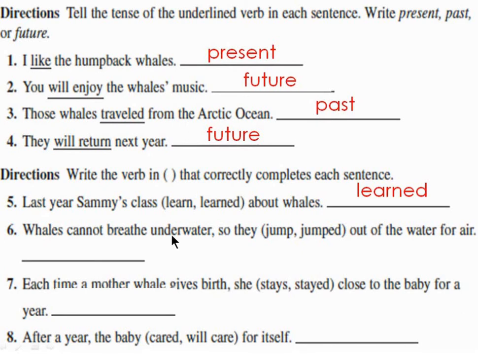Whales cannot breathe underwater, so they jump out of the water for air. They usually do this. So what is the correct verb that we are going to use? Jump. Number 7. Each time a mother whale gives birth, she stays or stayed close to the baby for a year.